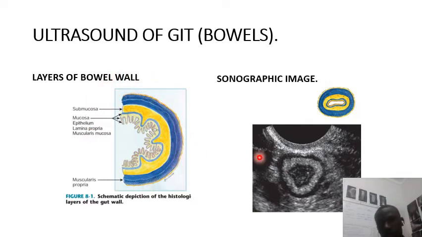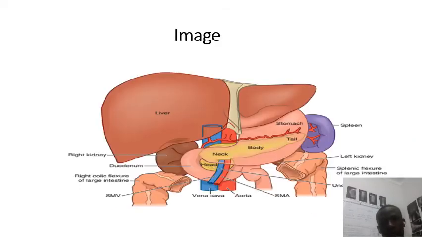So on ultrasound, this is the signature of the normal bowel. But even before that, this is a gross image for the GIT. We can see the stomach, then we can see the duodenum, which is part of the small intestines, and finally these are the ascending, transverse, and then descending colons.